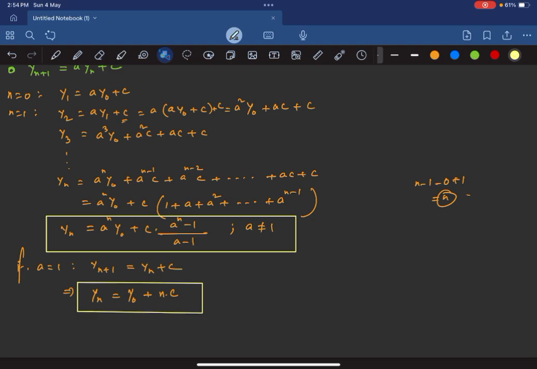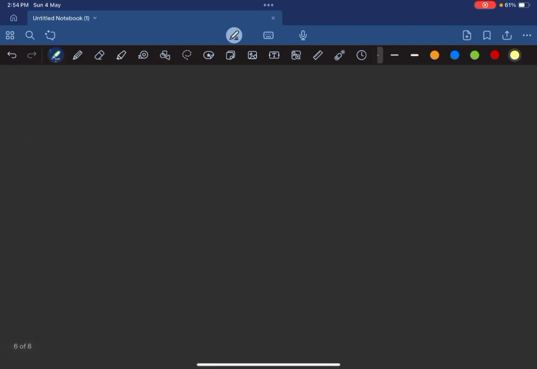Now we can take one question. Solve y(n+1) equals minus yn plus 4 with y0 as 3. Okay, we can try this question. See here, the a value is minus 1 and the c value is 4. So what is that formula? We have yn equals, just go back to that formula, a^n y0. So a means (minus 1)^n, y0 means 3, plus the c value, which is 4.